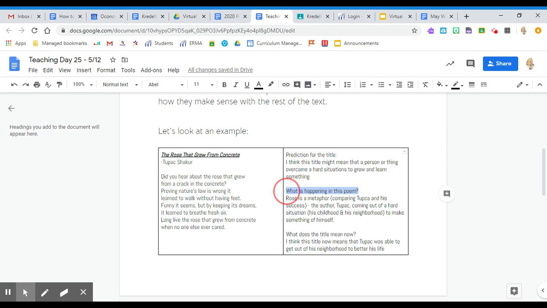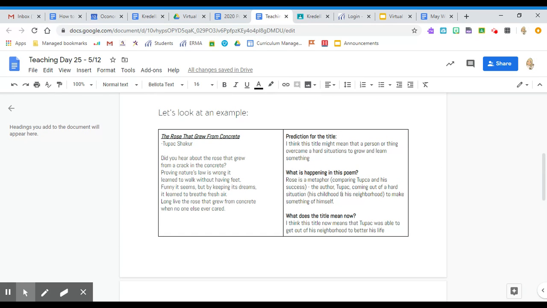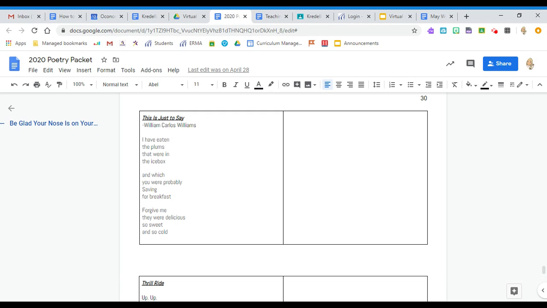So these are the three questions that I want you to answer today. I will put them at the bottom of this doc so you can just copy and paste them. I'll put them down here for you so you can just copy and paste them into your poetry packet. That being said, there's not going to be a task today. You're just going to head to your poetry packet and you're going to make annotations in the side.